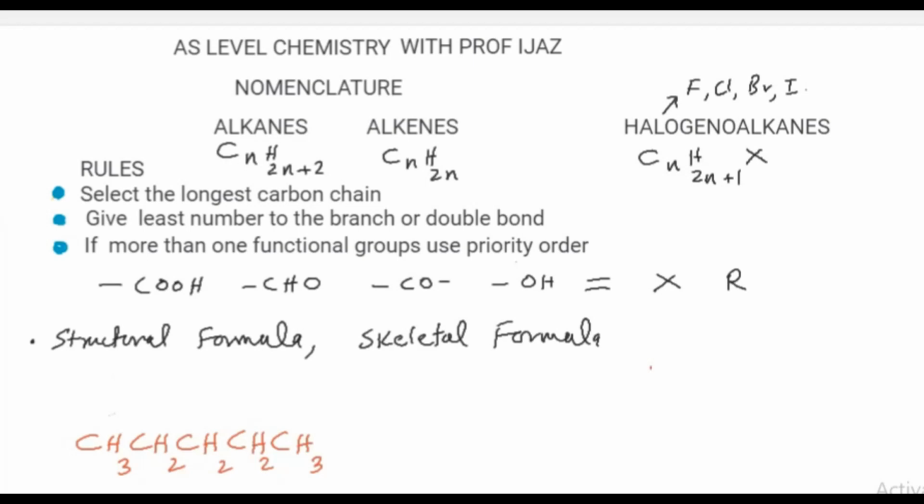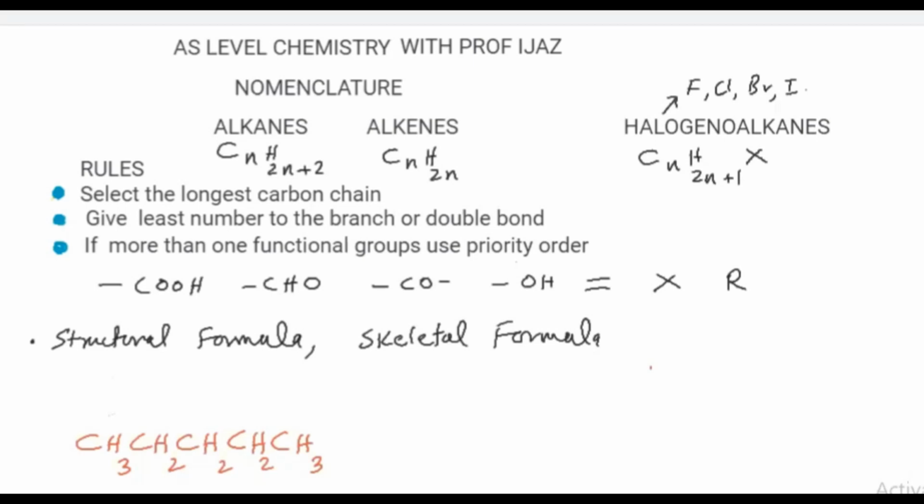Today's session is especially for AS level chemistry students. Today we're going to talk about nomenclature, and I will try to cover all the nomenclature of alkane, alkene, halogenoalkane, aldehyde, ketone, carboxylic acid, ester, amine, amide, acyl chloride, etc. Now, there are certain rules which are used for the nomenclature or naming of organic compounds.